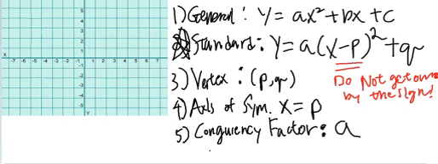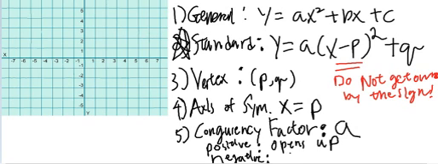Now if a is positive, it opens up. Just like if the girl feels positive about you, she will open up. If a is negative, it opens down. Very intuitive, right?